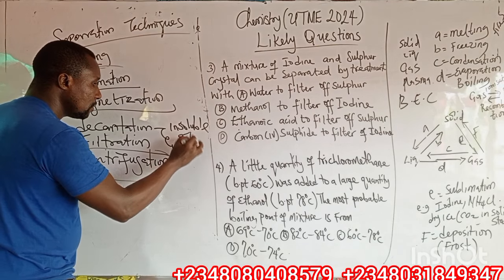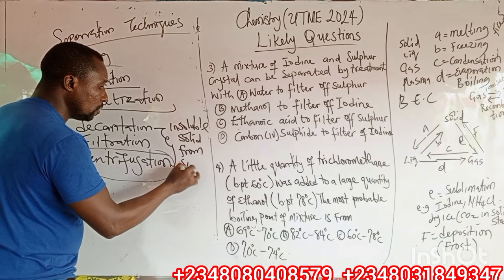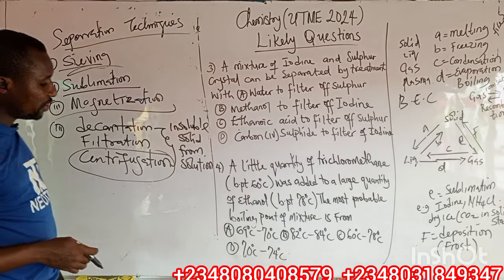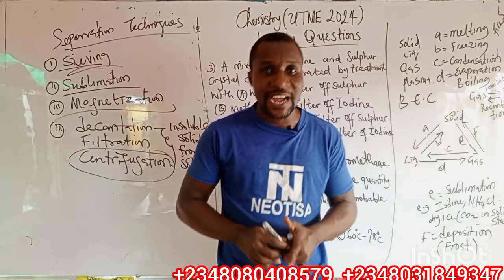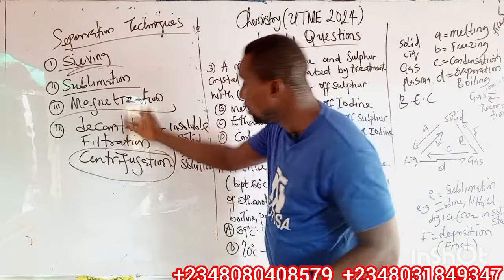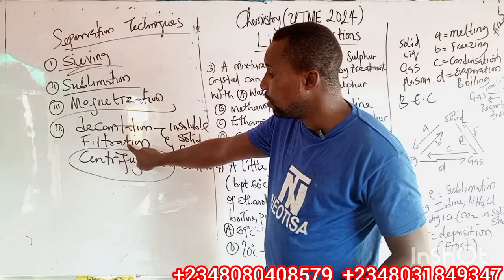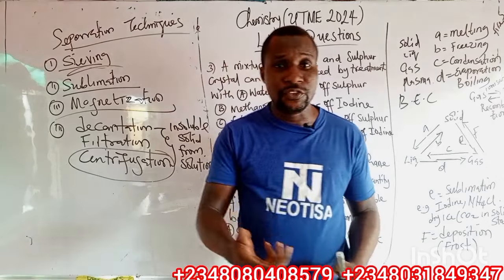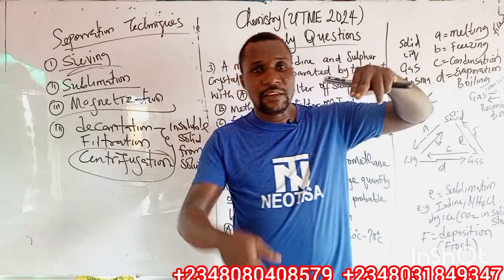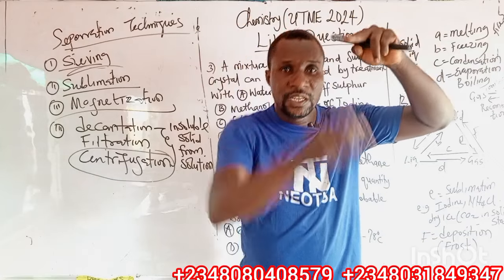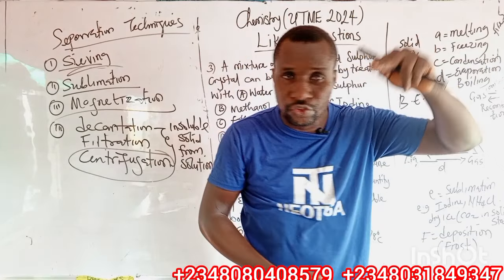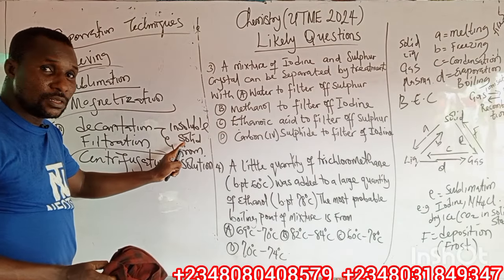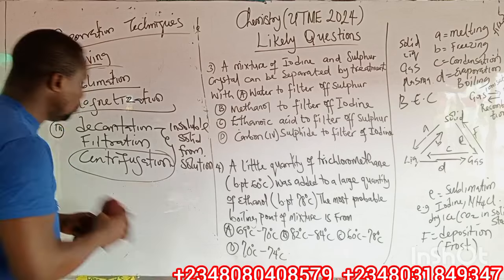But these three can be used to separate insoluble solid from solution: decantation, filtration, centrifugation. For example, if you have a mixture of garri and water, to separate the garri from water, you can use any one of them. But the most accurate one is filtration. Filtration is very accurate, because we use a filter paper. The substance that stays on the filter paper is known as residue. The one that passes through the filter paper is known as filtrate. Take note, the three of them are used to separate insoluble solid from solution.